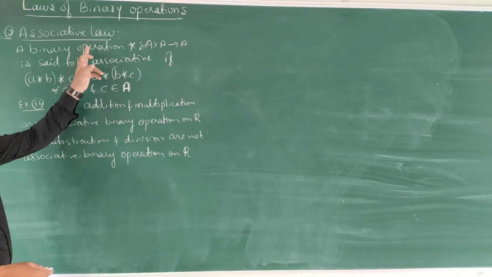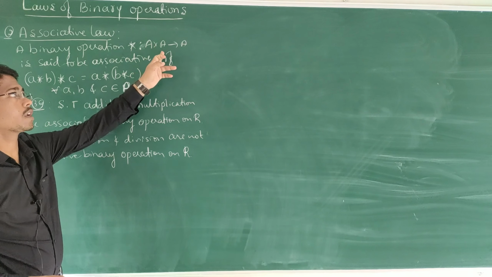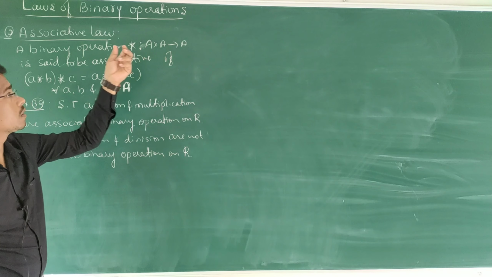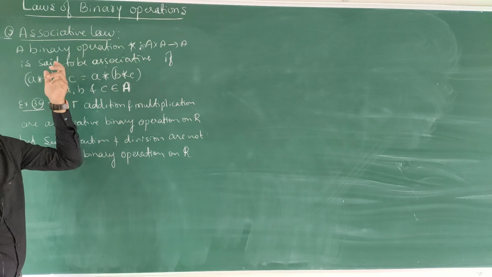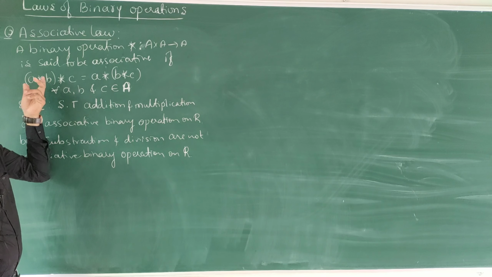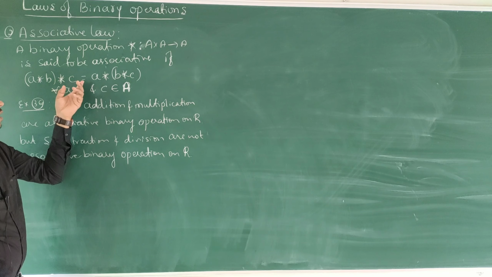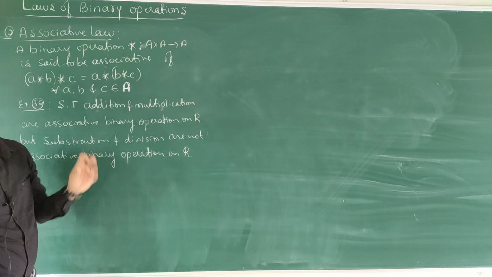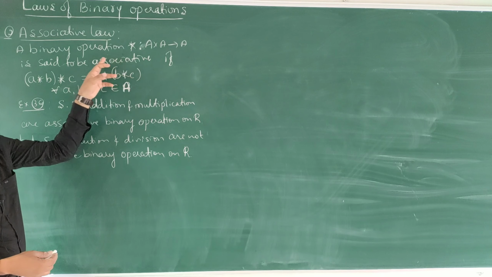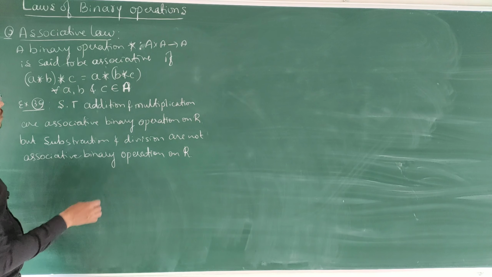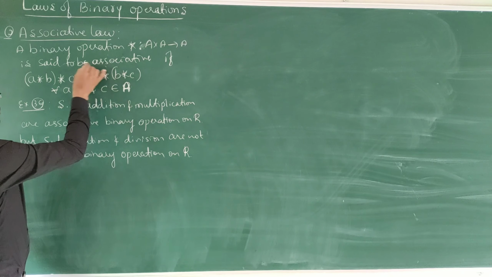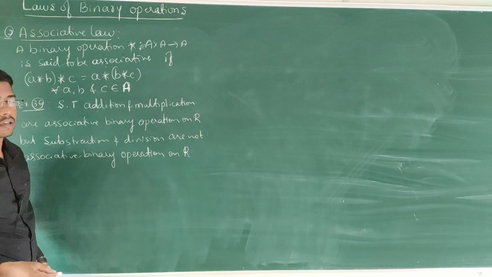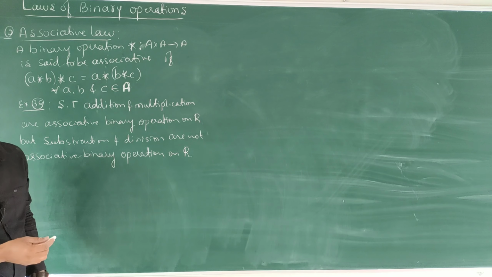So a binary operation star from A cross A to A, or else a binary operation star on the set A, is said to be associative if (a star b) star c is equal to a star (b star c). We have to show this for the associative law. So for any problem, if you show that (a star b) star c equals a star (b star c), then we can say it is an associative law.